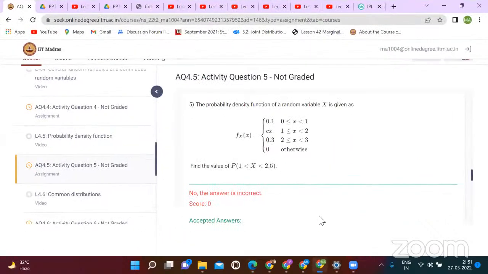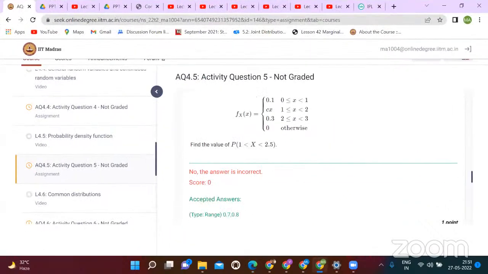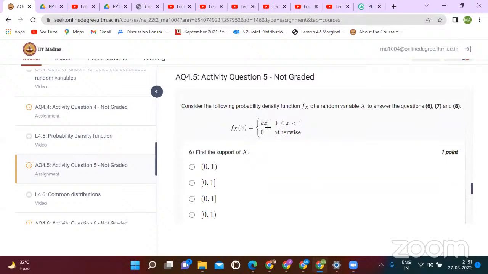So where were we? This is clear, right? So similarly, see, I've explained the support of X. Just tell me which of the 4 options is correct.